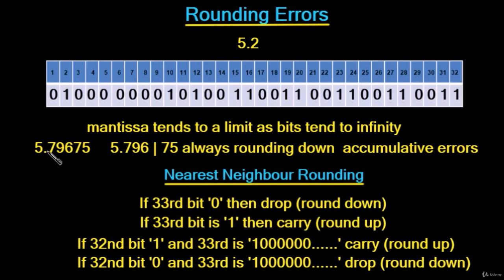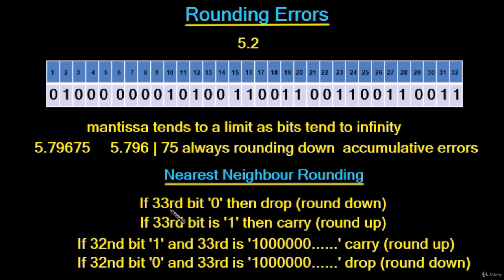So let's say we had the decimal number 5.79675 and we decided to round it to 3 decimal places. Well, what we could do is we could just chop off the last 2 digits here. In that case the number would be 5.796. So no matter what number comes afterwards, we're just chopping it down. So we're always rounding down. Now this is not a good idea because you're going to get possibly cumulative errors by always rounding in the same way. So what we can use is something called nearest neighbour rounding.